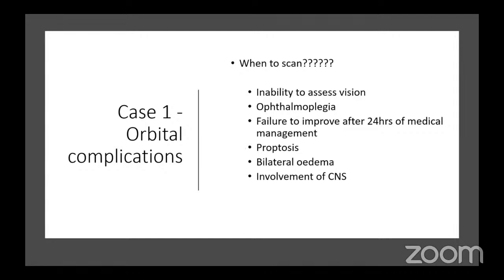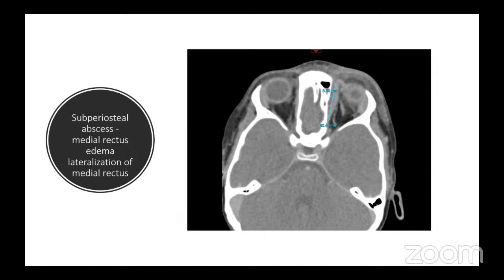I've penned down a few situations which should prompt us to do imaging immediately, such as inability to assess the vision, eye symptoms of ophthalmoplegia, proptosis, bilateral edema, involvement of the central nervous system, or failure to improve even after 24 hours of IV antibiotics. We carried out a CT scan in this child as we were not able to assess the vision.